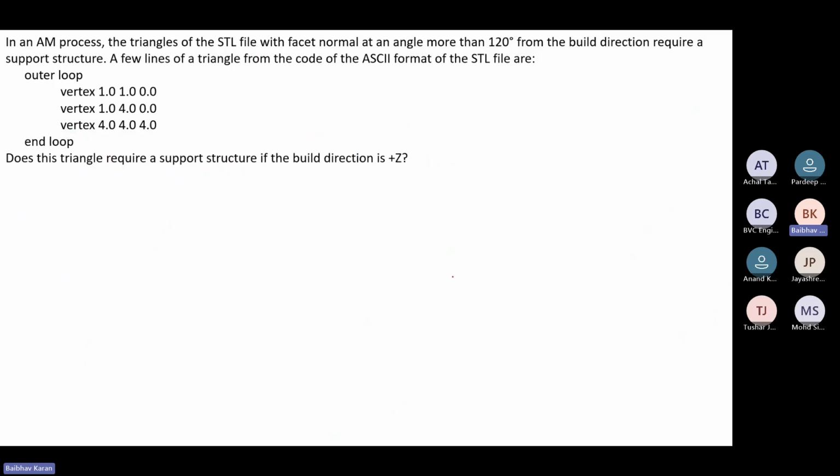Okay, let's try to solve one more question, which is based on this support structure. I'll give you 5 minutes to try this question. Then I will be helping you to solve this. Five minutes to solve this question.